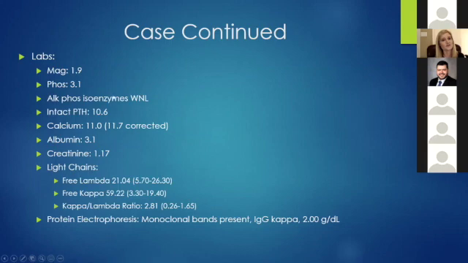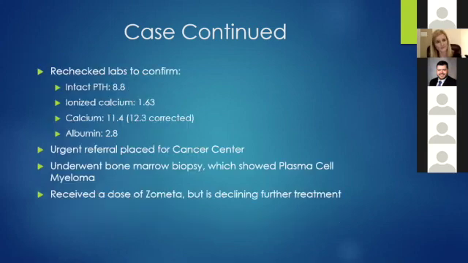When her labs came back, her intact PTH was 10.6, calcium was 11, but 11.7 when corrected for the low albumin, and her creatinine was 1.17. At that time, we didn't have the protein electrophoresis back yet, but once I saw these initial labs, I did add on the light chains, and the free kappa was elevated, and kappa lambda ratio was also elevated, and monoclonal bands were present.